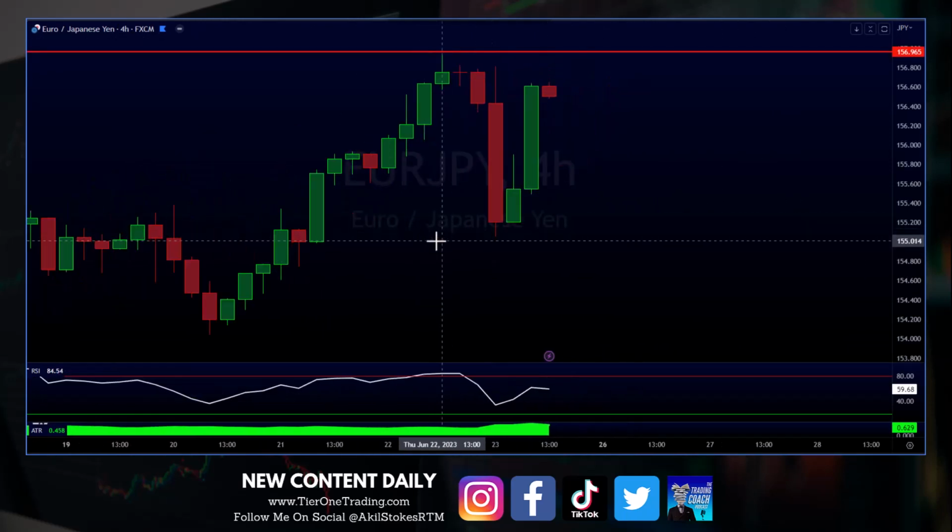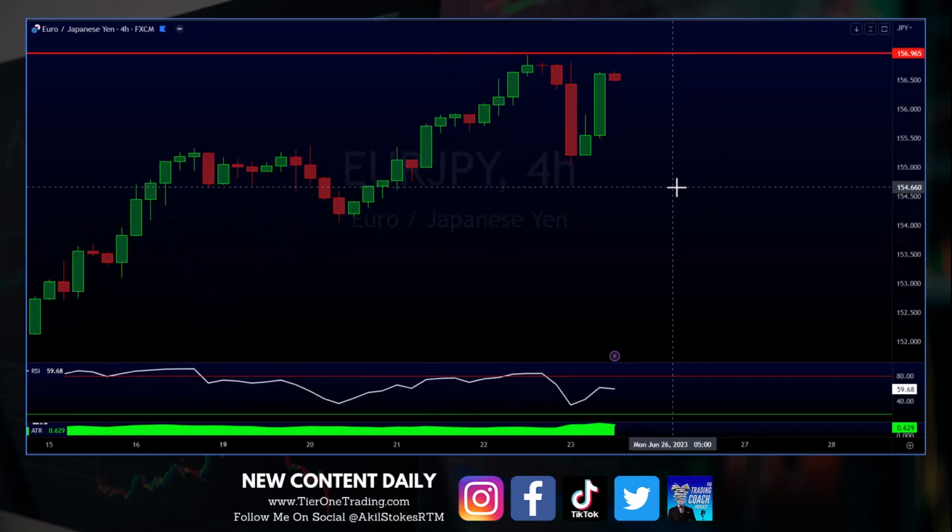Now, a few things are happening here. One, we could have a double top, depending on your definition of a double top. It is not going to be a double top for me, and I'm very specific with what I look for in a double top, so I'm not interested in that.